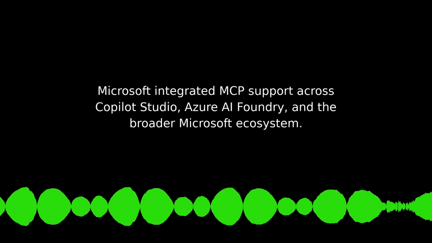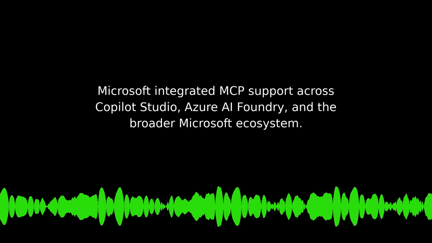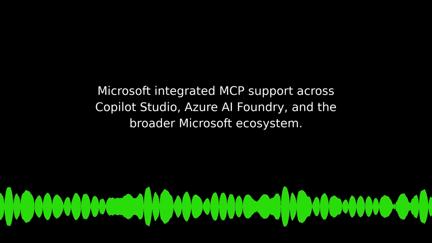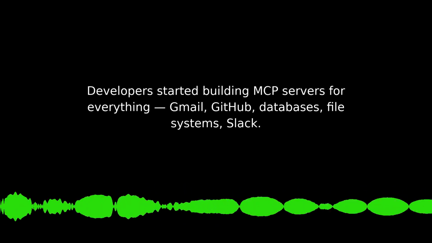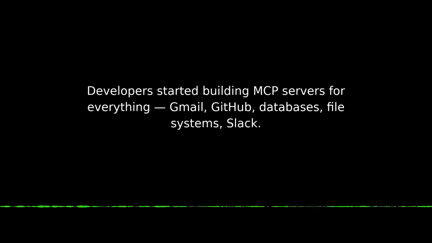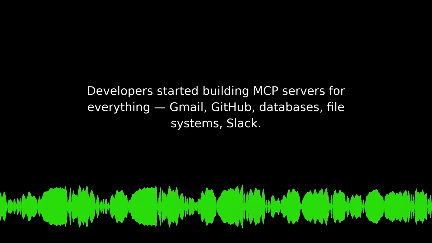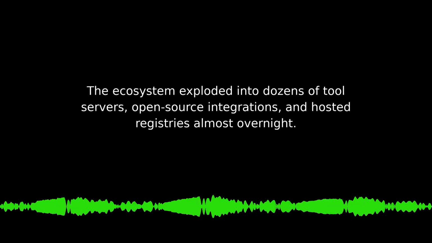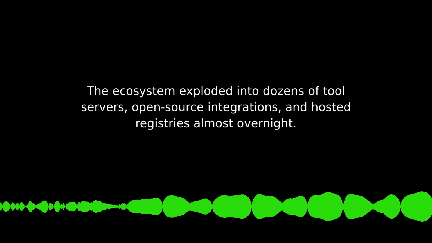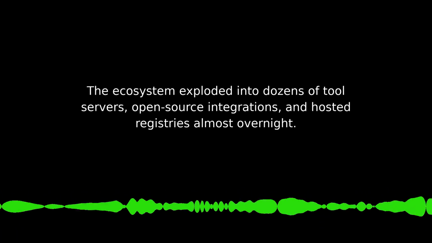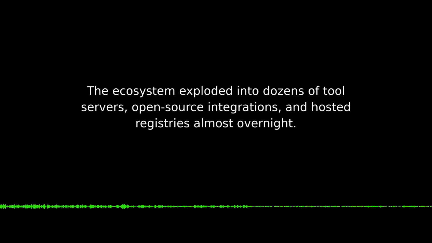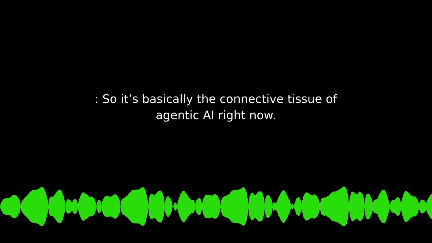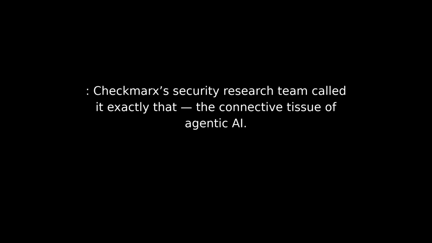Microsoft integrated MCP support across Copilot Studio, Azure AI Foundry, and the broader Microsoft ecosystem. Developers started building MCP servers for everything: Gmail, GitHub, databases, file systems, Slack. The ecosystem exploded into dozens of tool servers, open source integrations, and hosted registries almost overnight. So it's basically the connective tissue of agentic AI right now.